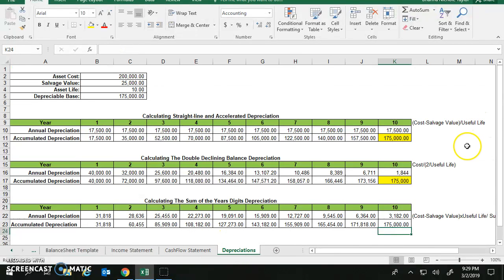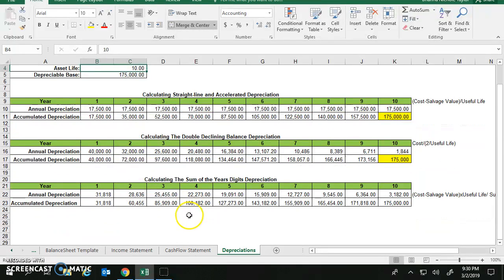column. Moving on to the very last step, which is our depreciations. Each of these have different instructions. Straight line and accelerated depreciation, for instance, have cost minus salvage value divided by useful life. Our useful life in this instance is 10 years. Then double declining balance depreciation is cost divided by 2 divided by the useful life. Correction, cost times 2 divided by useful life.